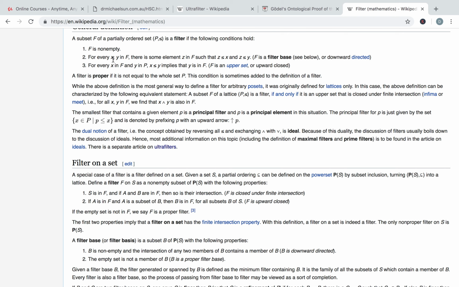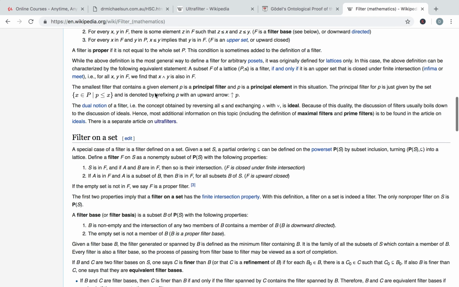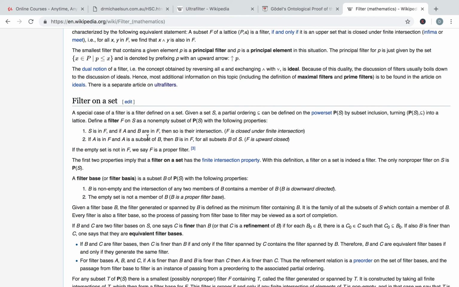So if you look at this, for every x and y, so every two sets in this filter, there's a third set that's smaller than both of them. That's going to be the intersection of the two sets, the common overlap of the two sets. And here's another one: if one set is in the filter and something else contains it, then that thing is also in the filter. Another way of saying these axioms applied to the power set, more explicitly, is that anytime you have two sets in the filter, the intersection is also in the filter, and anytime you have something in the filter and something bigger than that, then that bigger thing is also in the filter.